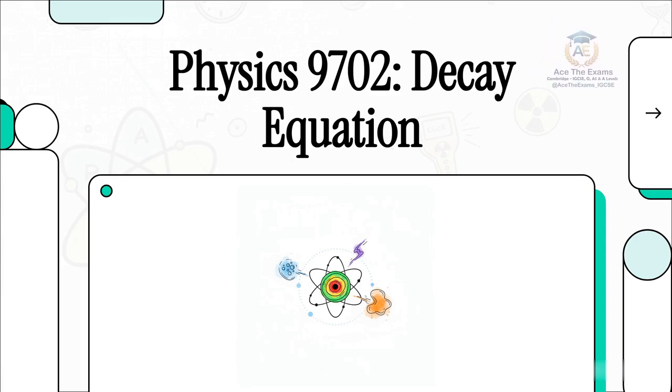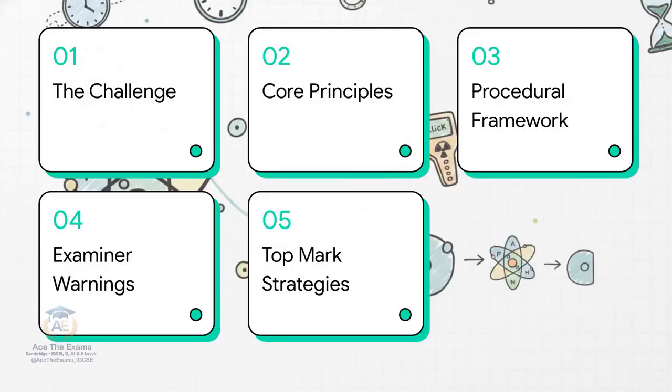But, looking through the source materials and the examiner reports, it's pretty clear that this is also a massive opportunity for you. So beyond just plugging numbers into the math, there's a highly specific strategy to navigating this, and that is exactly what we're going to unpack today. Here is our quick roadmap for the explainer. We'll look at the challenge, dive into the core principles, map out the procedural framework, review some direct examiner warnings, and finally wrap up with those top mark strategies.